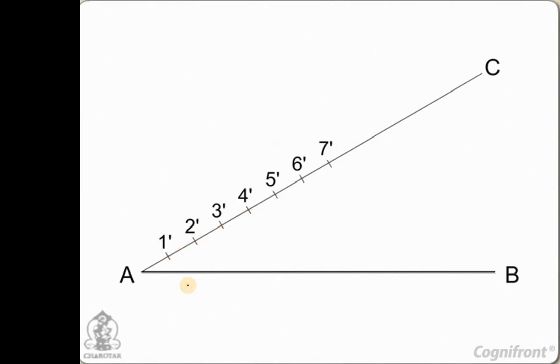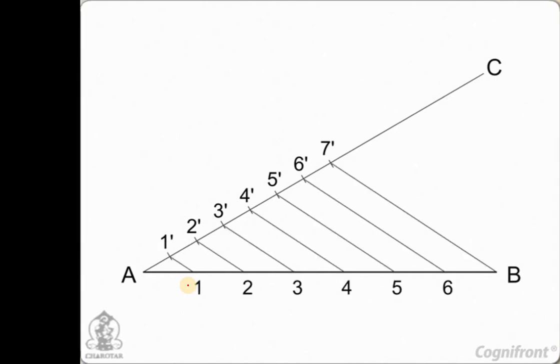See, these are the 7 points. Now join point 7 with point B, and then from each point draw a line parallel to the line 7B. See, so the AB line is divided into 7 equal parts. So that is the graphical method of dividing a line into any number of equal parts.